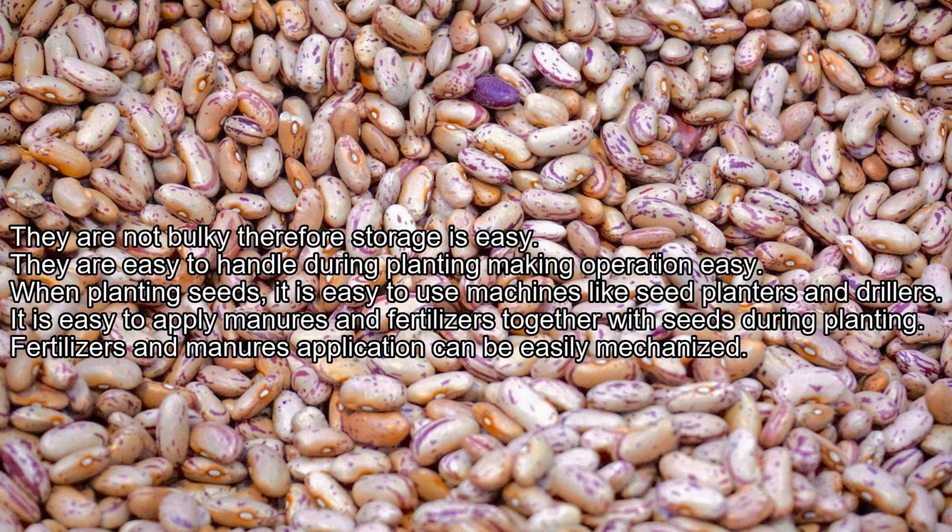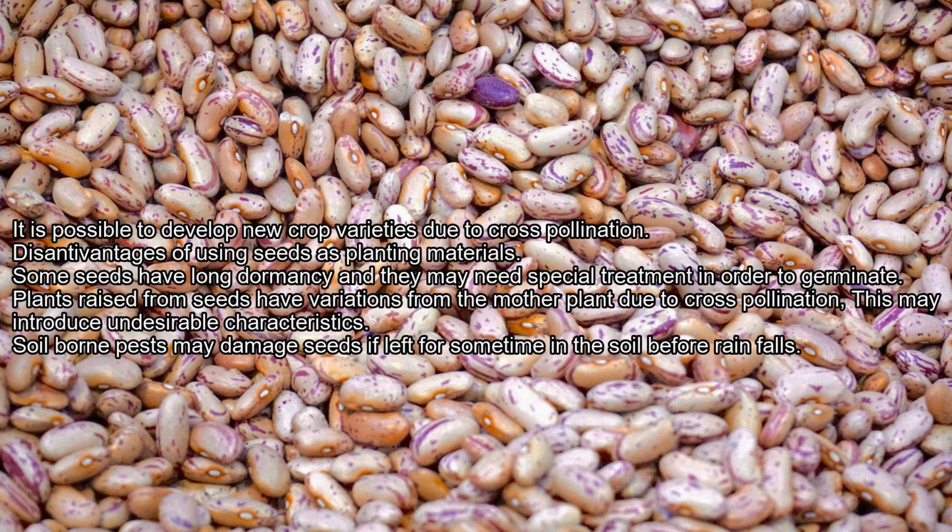It is easy to apply manures and fertilizers together with seeds during planting. Fertilizer and manure application can be easily mechanized. It is possible to develop new crop varieties due to cross-pollination.